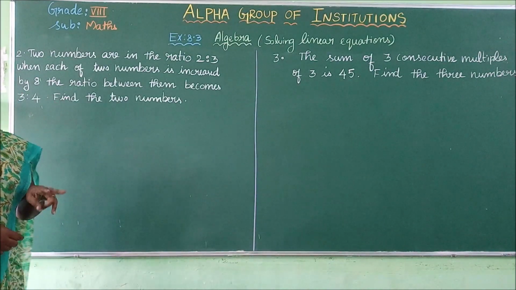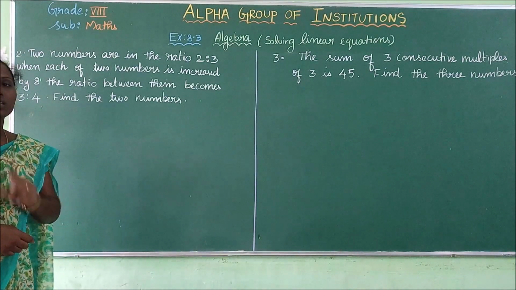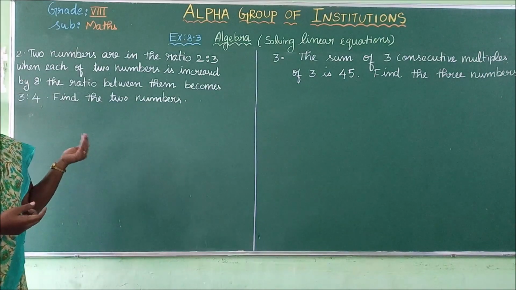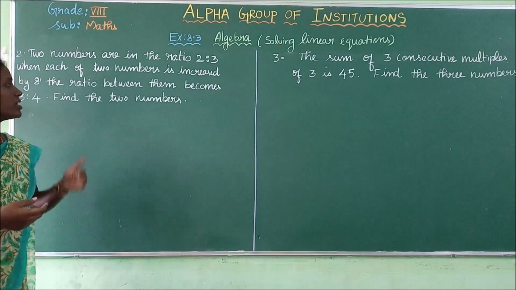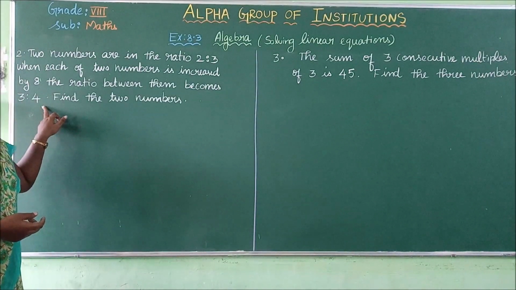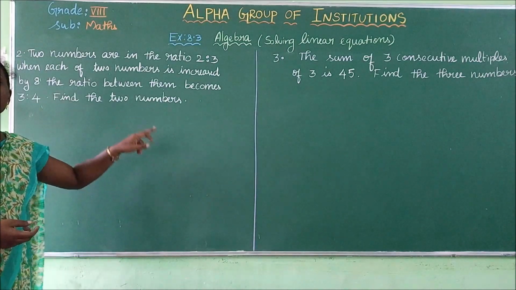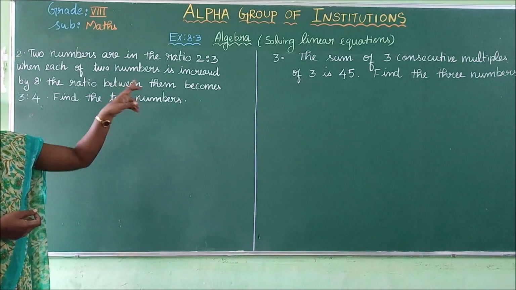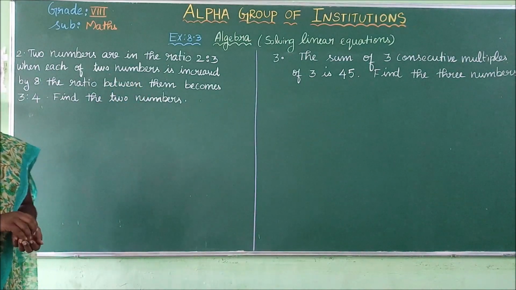See, we are defining two numbers. They are in the ratio 2:3. If we make some changes, that means if both the numbers are increased by 8, the ratio will become 3:4. In that case, we have to find the two numbers. We don't know what the two numbers are, okay? But they gave the relation between the two numbers in the ratio 2:3.